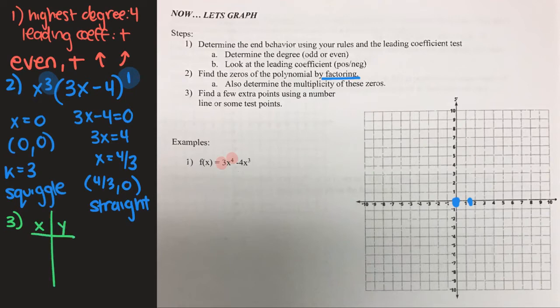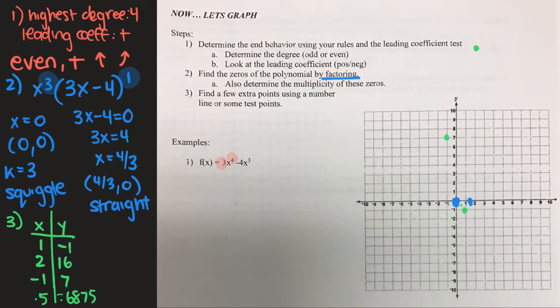So if I plug in 1 into this equation, I will get -1. If I plug in 2, I'm going to get 16. If I plug in -1, I'm going to get 7. And I'm really just choosing random points. And if I plug in 0.5, I'm going to get roughly 0.6875. So now I'm going to plot these points, and then I'm going to combine everything that we gathered from steps 1, 2, and 3.